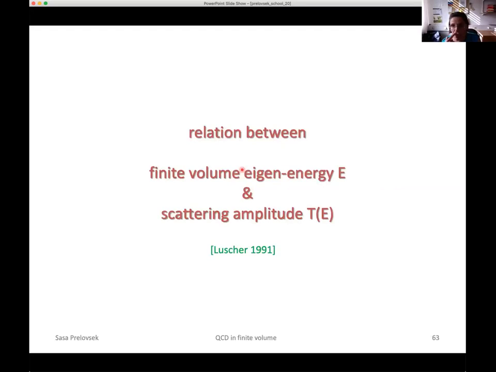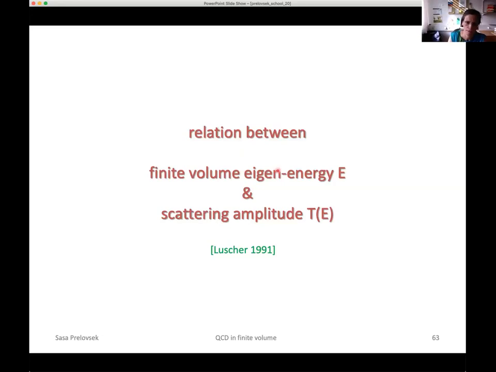Okay. So I guess the remainder of this lecture will be the relation between finite volume energy and the scattering amplitude at this energy. This is called the Lüscher relation. First, I will give you this Lüscher relation, and then we'll try to show the few main points in the derivation of these Lüscher equations. Since now we are kind of half through, I would make a break of 5 minutes now, just to relax a little bit. But before that, I would ask if there are some questions.